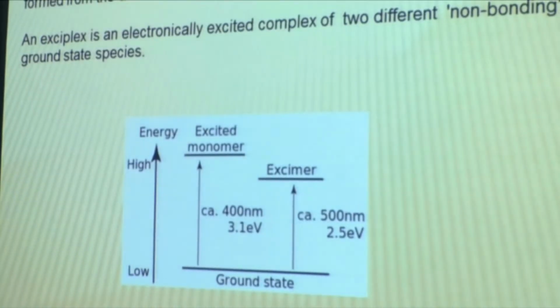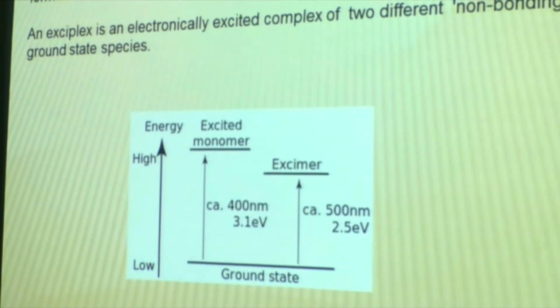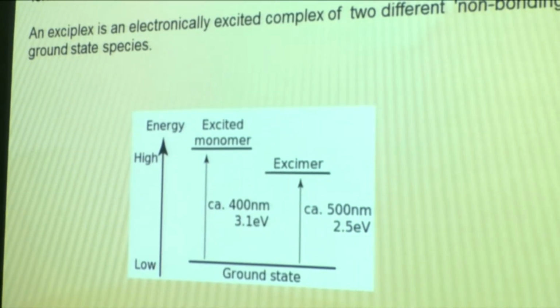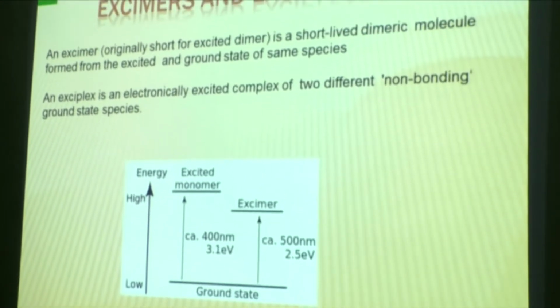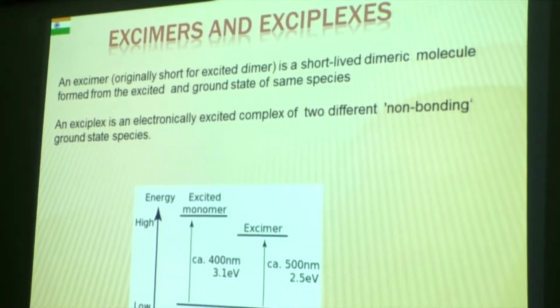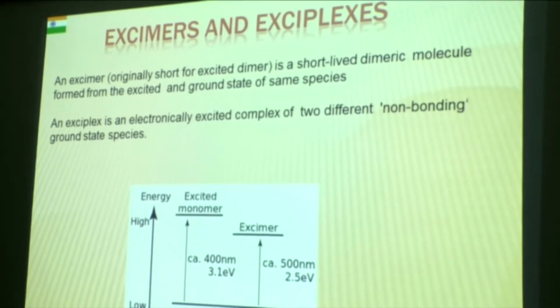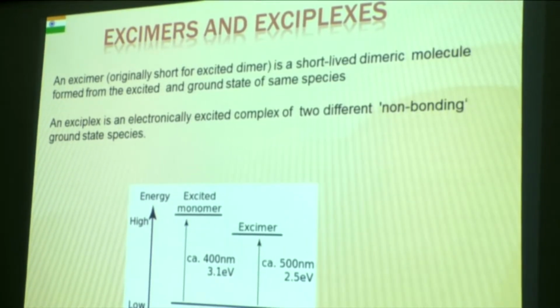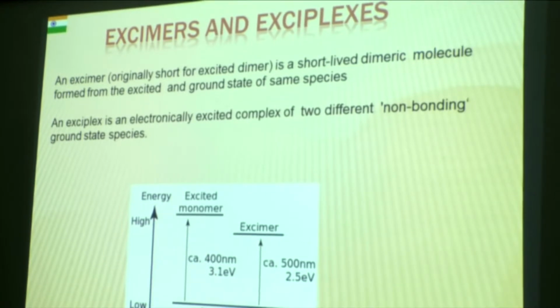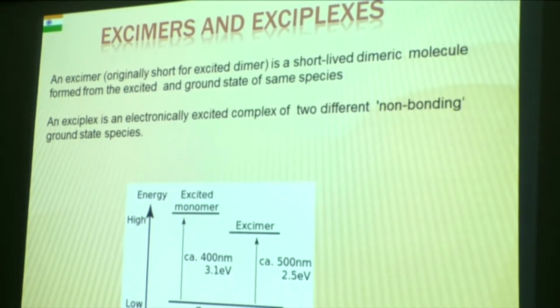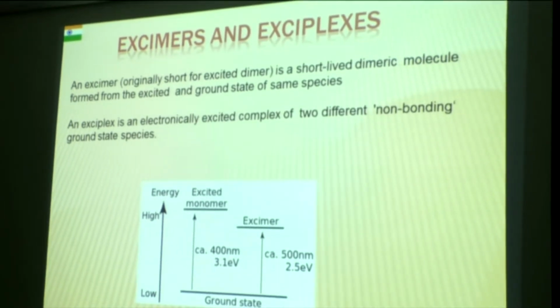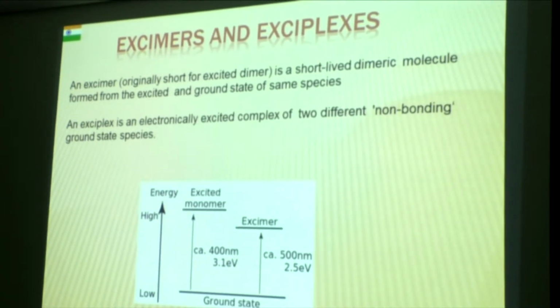Next slide. Excimers and exciplexes. This is also another new terminology which is involved. Excimer means you have one excited state and another ground state. When they interact, you call it an excimer, singlet excimer. And exciplex means you have A and B molecules, either A in the excited state or B in the excited state, which interacts with either ground state A or ground state B, which forms a complex and which emits light. You call it an exciplex. These are the few terminologies involved.